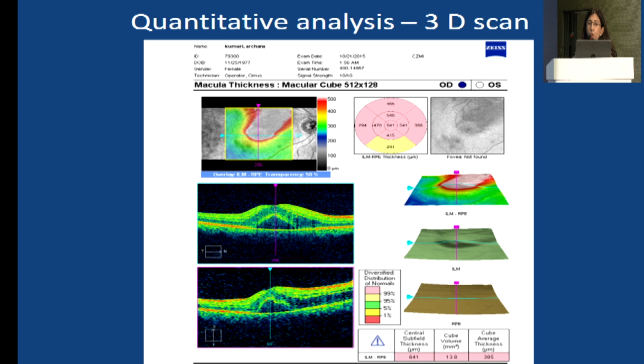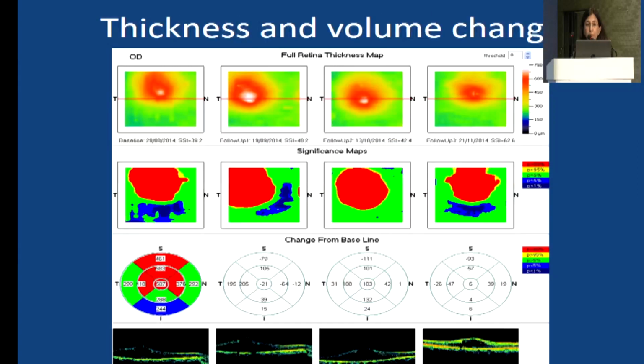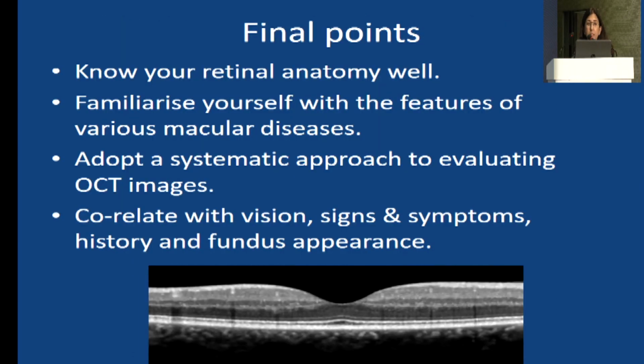So coming to ultimately quantitative analysis, this gives an overall idea of the thickness and the volume of the layers, and this is how we keep mapping and following the response to treatment. So finally, you should know always your anatomy well, you should know which are the OCT features, do a systematic approach, and always correlate clinically.